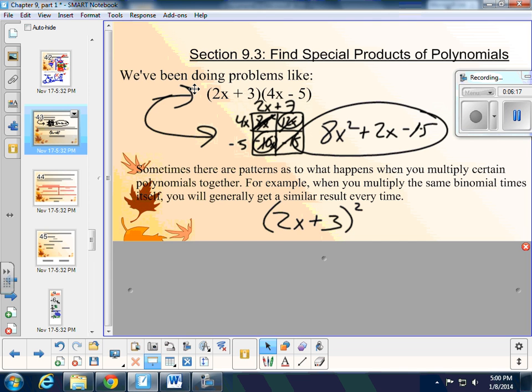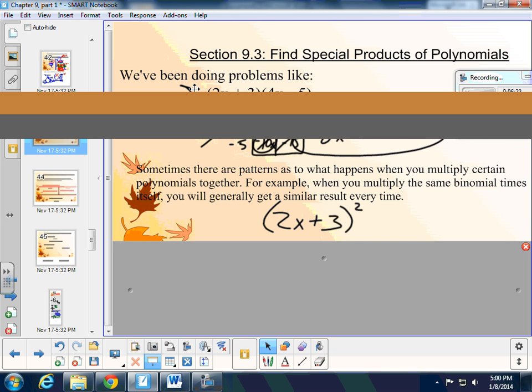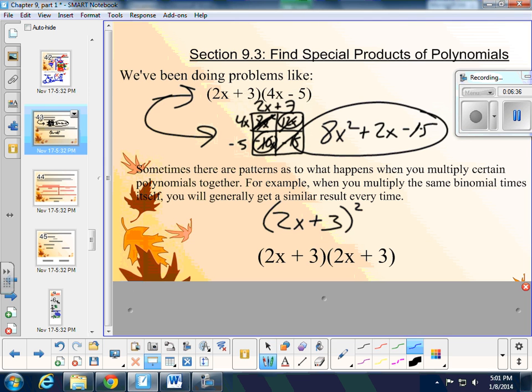You could also still use FOIL and table method. They'll still get you the answer. We'll just use all the steps. So I'll show you that as well right now. Let's say this is your problem. Well, again, if nothing else, the first thing I want you to realize is that written out it is really 2x plus 3 times 2x plus 3. So if you're not sure how else to start, that'd be the way to start.